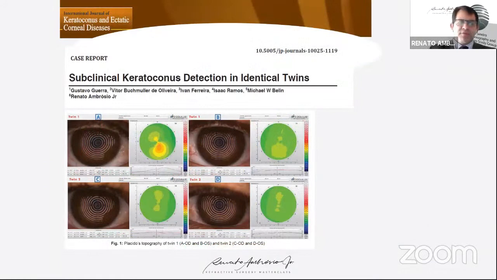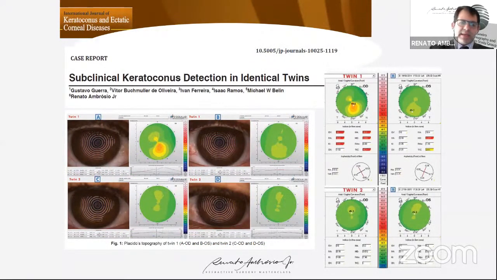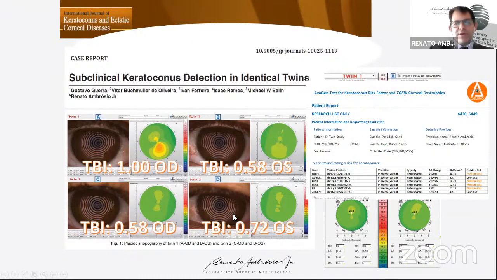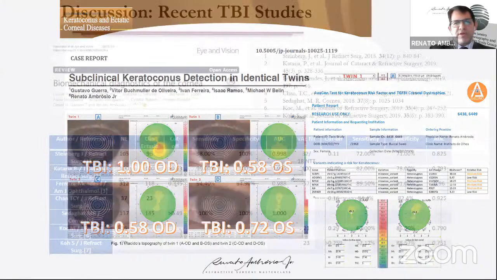Biomechanical susceptibility or forme fruste can then be identified in both eyes of the same patient, and this is the best model that I can show you. These identical twin sisters had both eyes with normal topography. All eyes had a normal TBI. They were confirmed to be identical twins based on genetic profile, and some of the genetic understanding from the AVA gene, that is a new keratoconus test on the genetic profile by Avellino, would identify mild susceptibility for keratoconus, which I think is going to be the future for this.